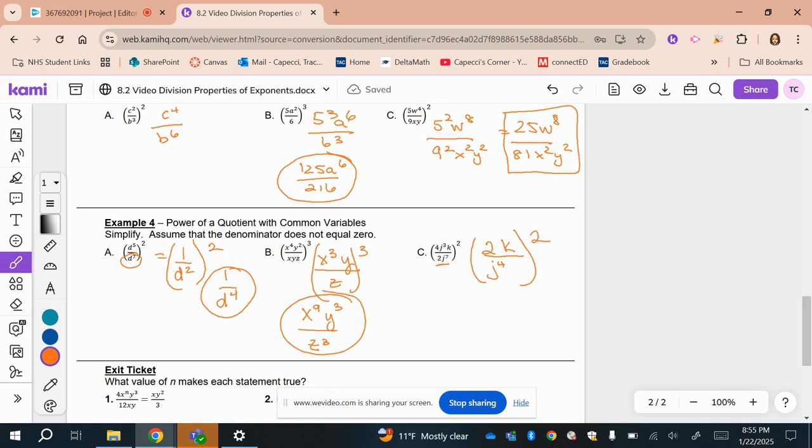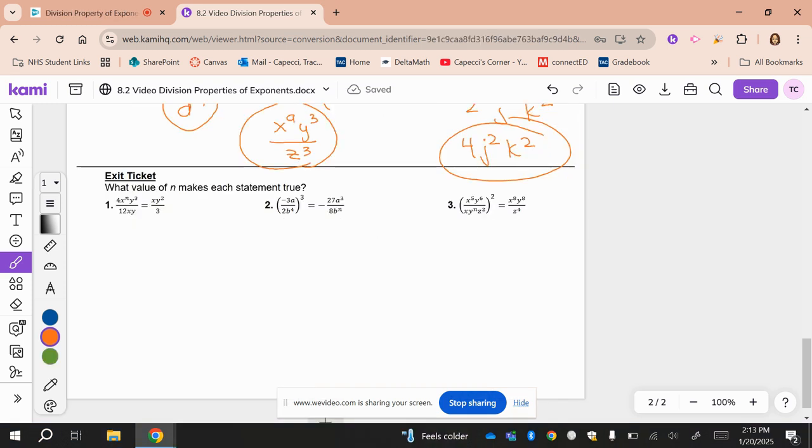Now I'll raise that to the second power, so I end up with 2 squared. k, remember this is a 1, so 1 times 2 gives me 2. And then 4 times 2 gives me j to the 8th. So the last thing I have to do is just simplify this 2 squared as 4. So I'm left with 4k squared all over j to the 8th.